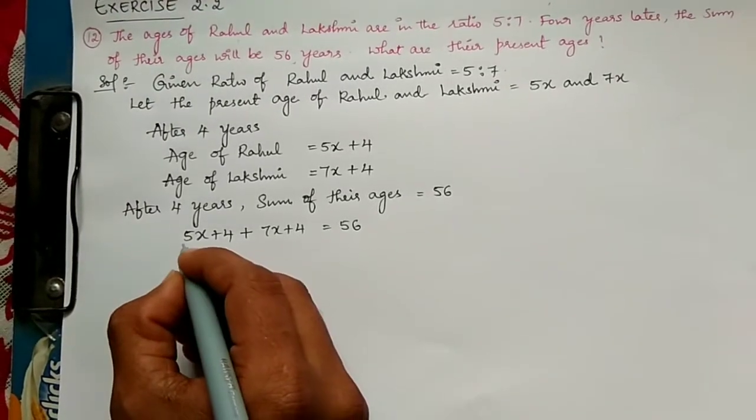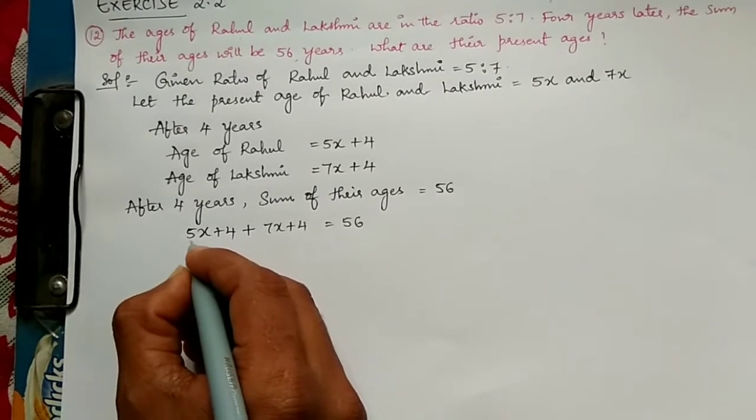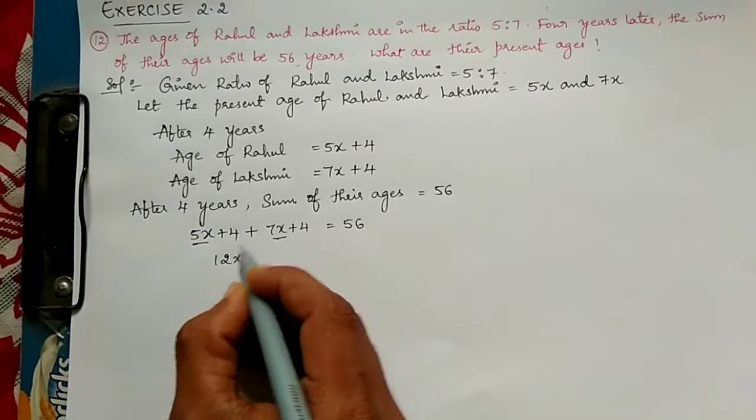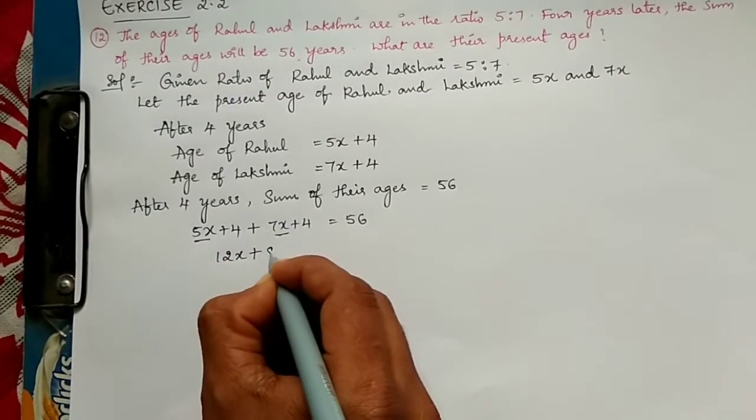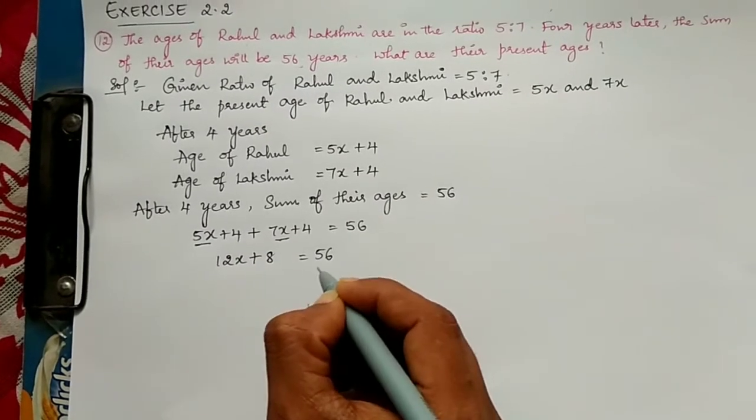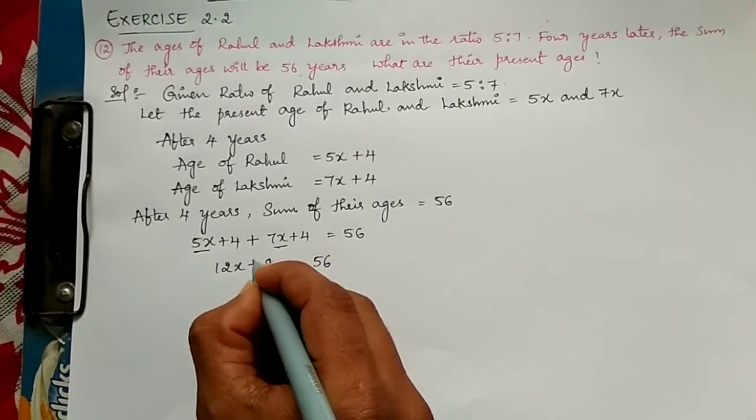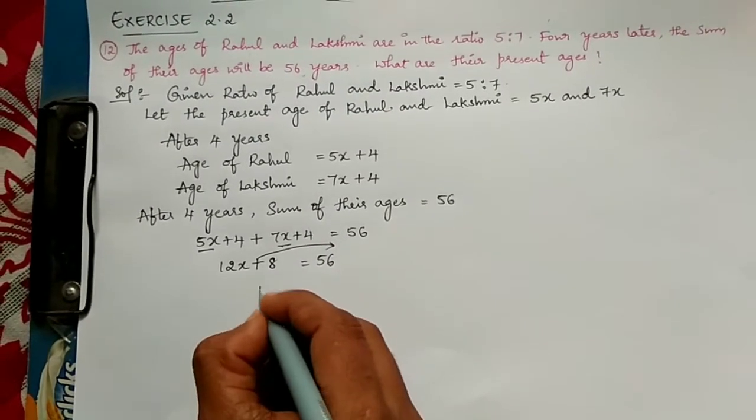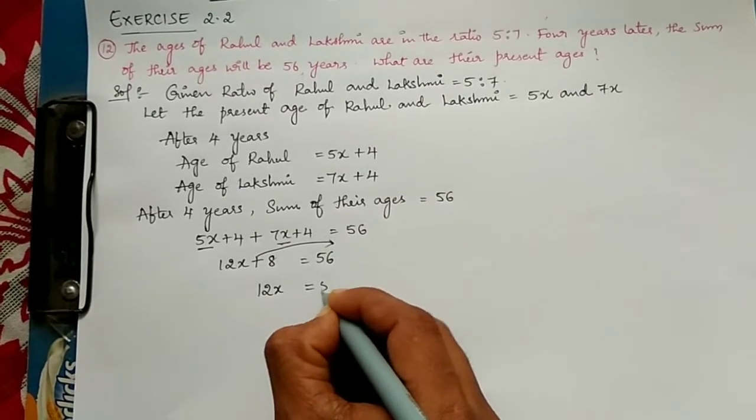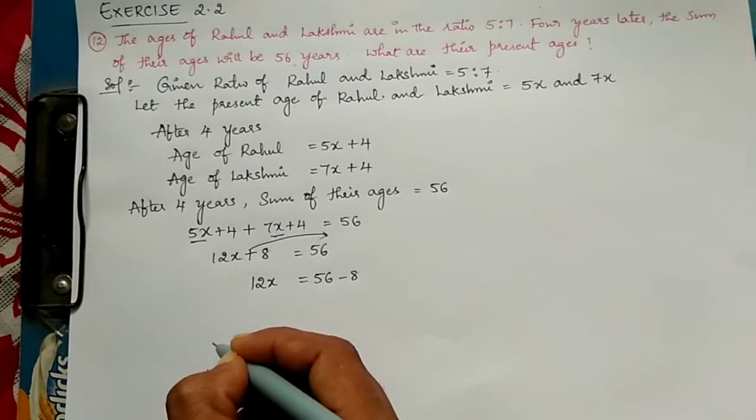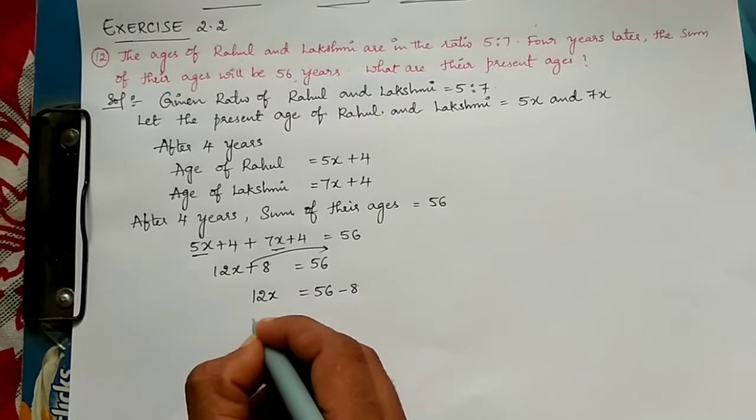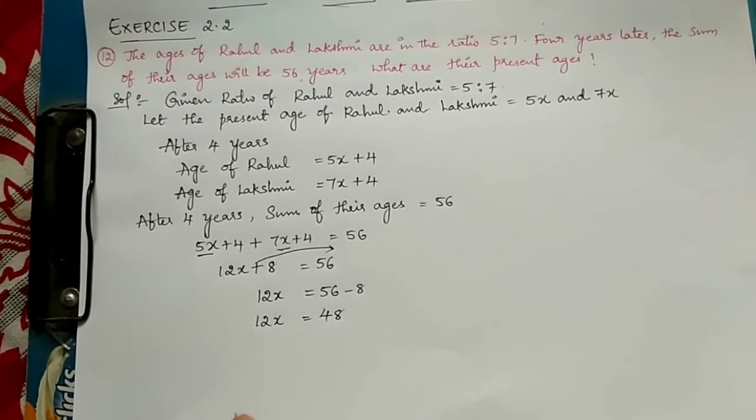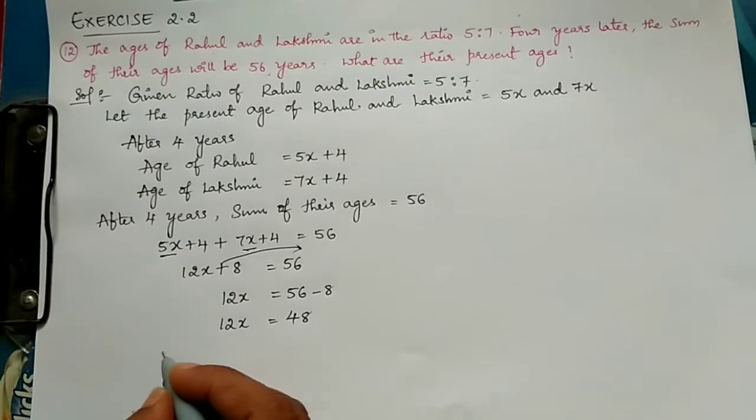Okay, now we add the like terms, 5x and 7x. 5x plus 7x is how much? 12x, plus 4 plus 4 is 8, which is equal to 56. Now transpose this plus 8 to the right side. If I transpose plus 8 to the right side, it becomes minus 8. That is, 12x is equal to 56 minus 8. 56 minus 8 is how much? 48.